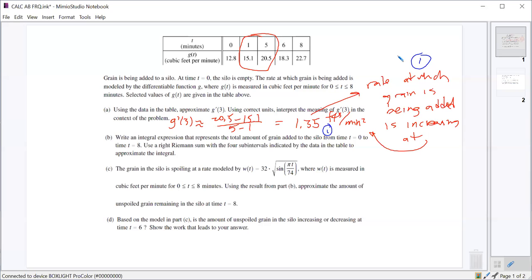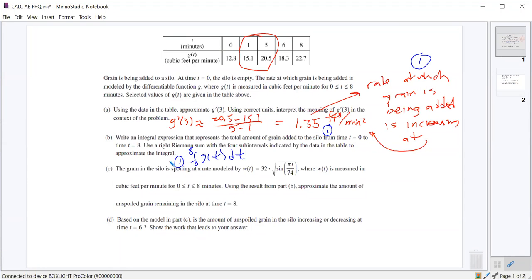All right, part B. The total amount of grain that is added ought to be just the integral from 0 to 8 of g of t dt. That's 1 point right there.